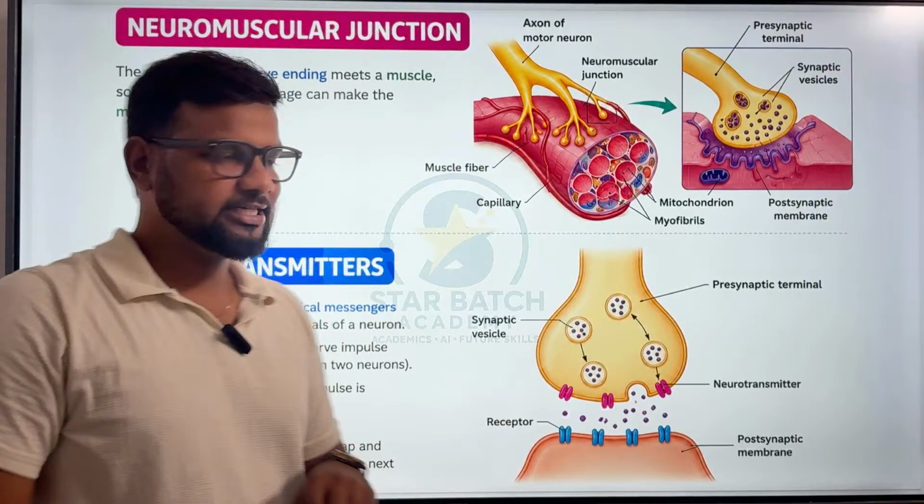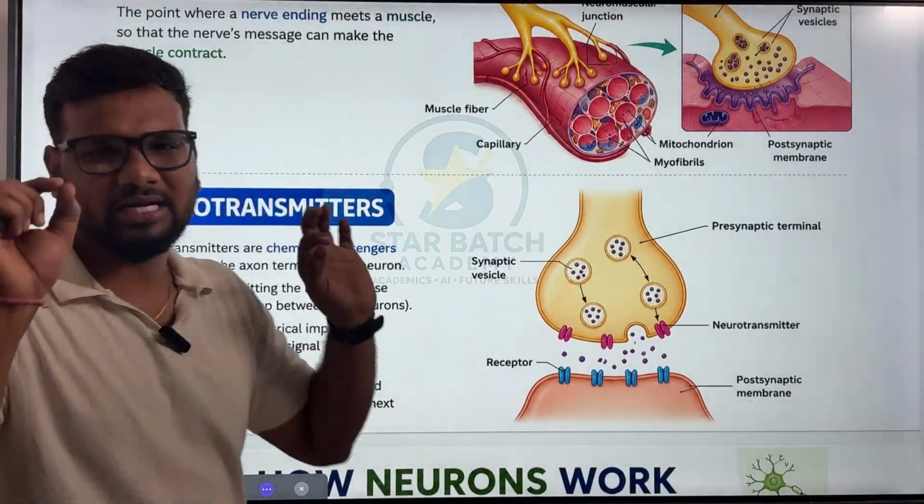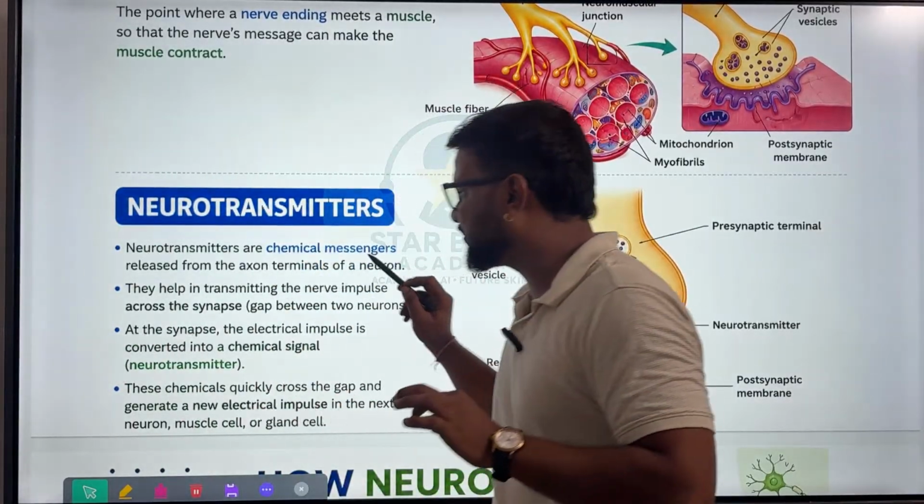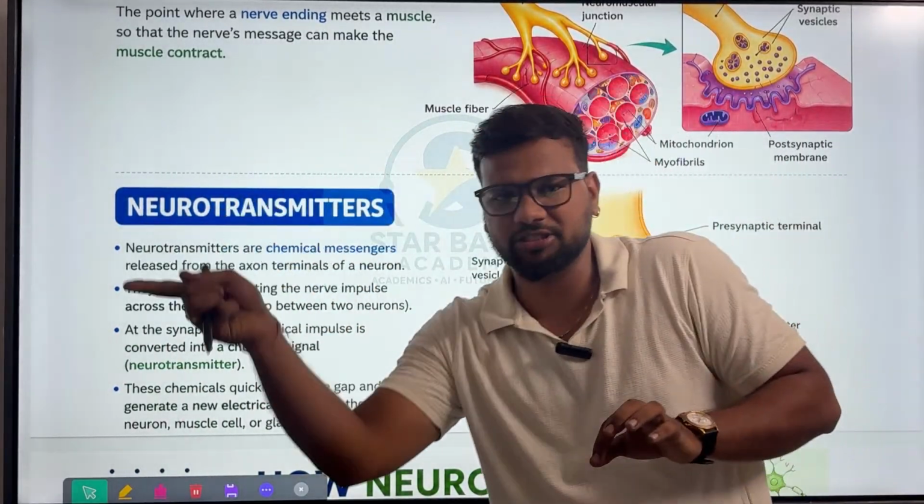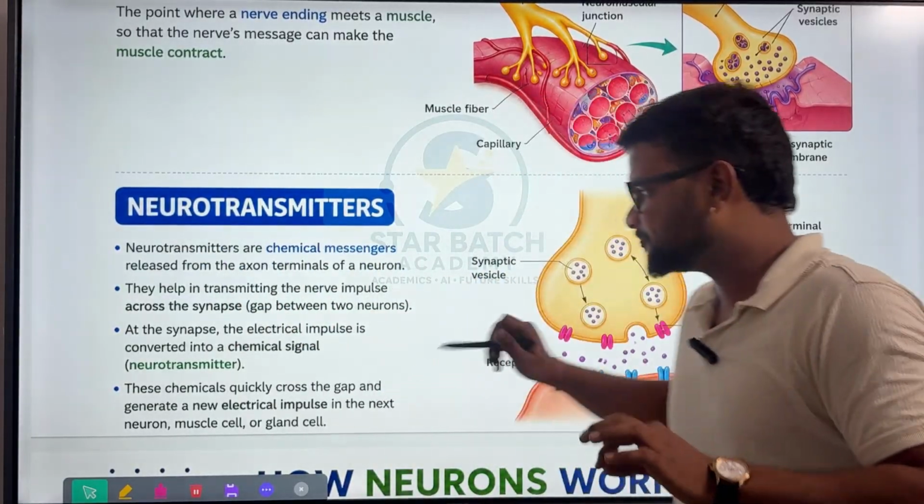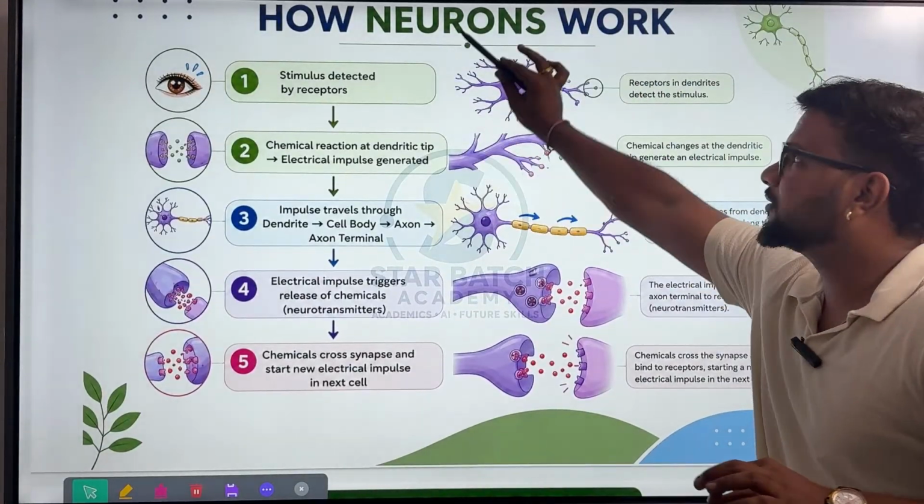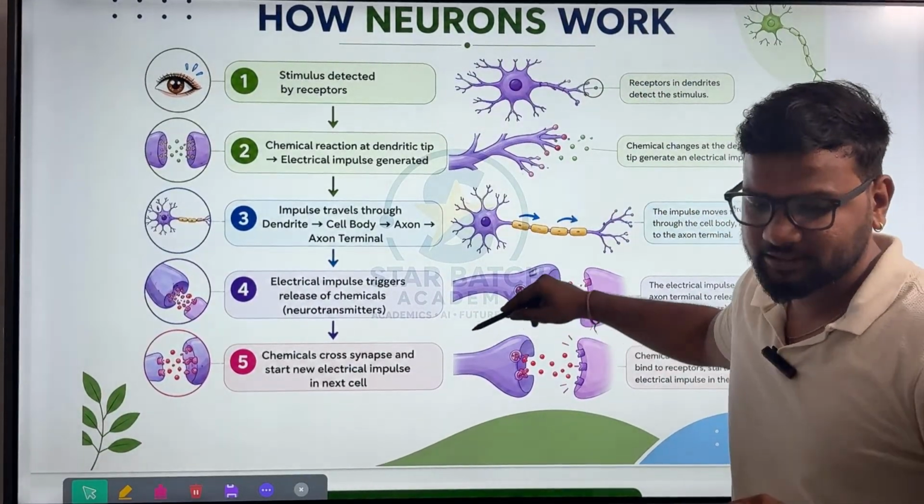Clear? Yes. So neurotransmitters are actually in the synaptic gap. They are the chemical messengers. Okay. So these are the chemical messengers. Yes, we have seen how the neuron works, right?